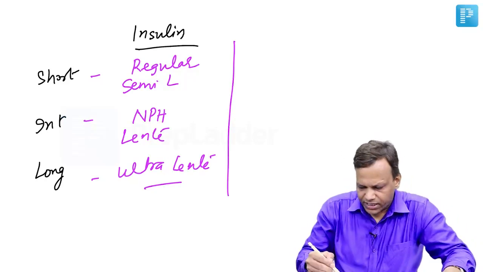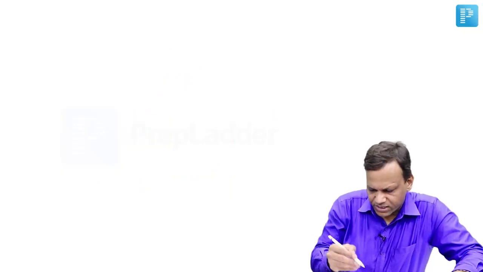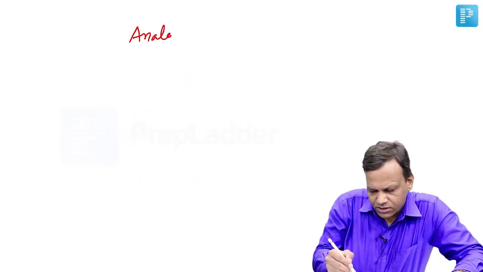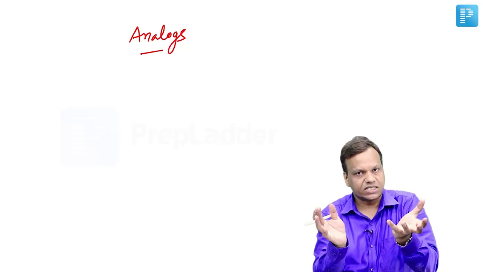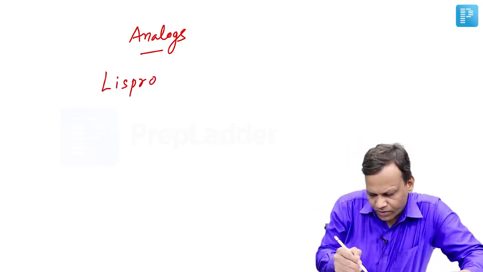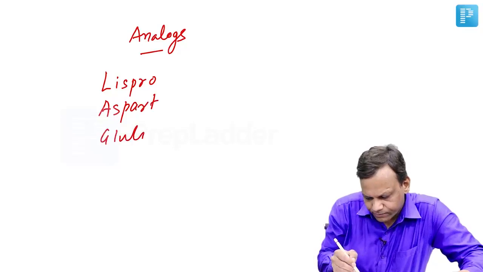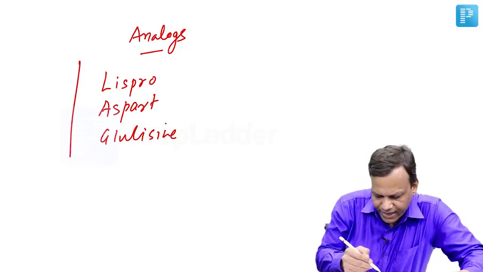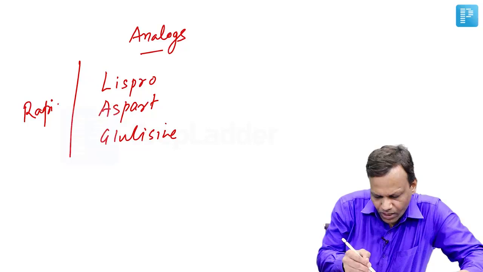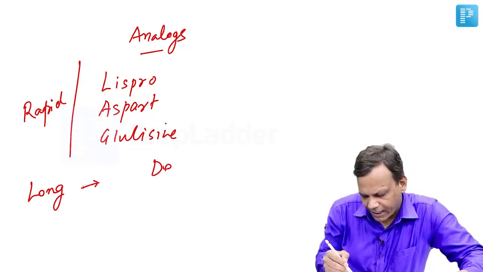All the insulins can be given subcutaneously. Then we have new insulins, which are called insulin analogs. They have slight modification in the structure, but the function is the same. The insulins like insulin lispro, insulin aspart, and insulin glulisine are ultra rapid acting insulins. We also have ultra long acting insulins, like insulin detemir.